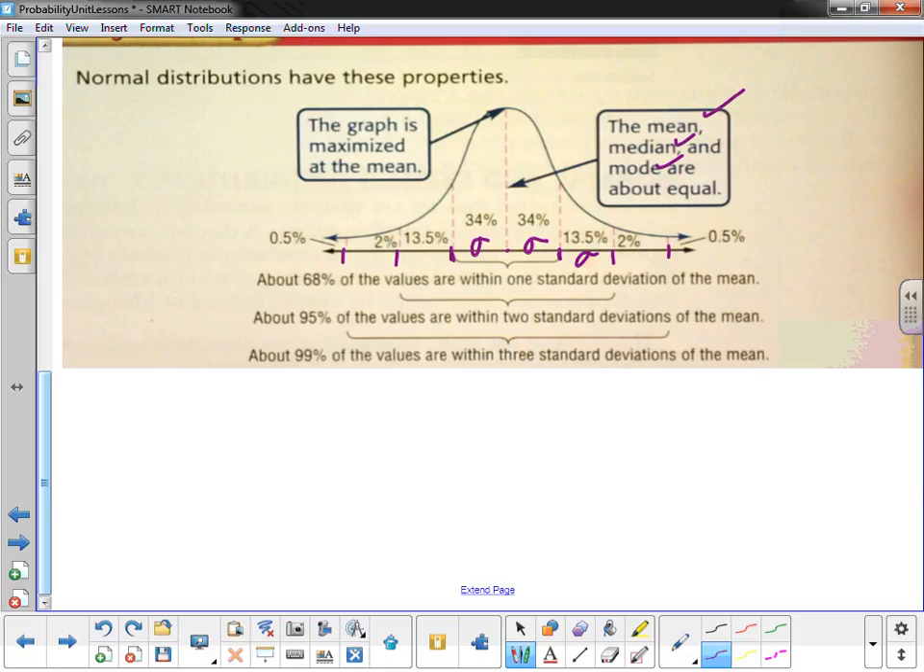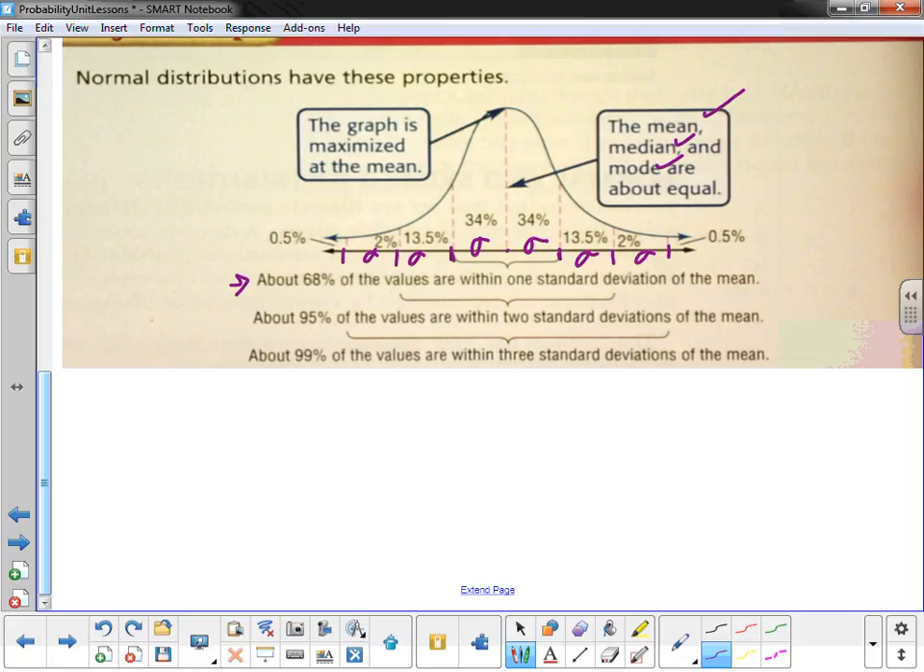Here's 2 standard deviations now. And now we're out to 3 standard deviations. So as it tells us here, about 68% of the values are within 1 standard deviation of the mean. So if I have the mean, and I calculate the standard deviation, and I add and subtract that from the mean, that's how far 68% of the values are going to be.